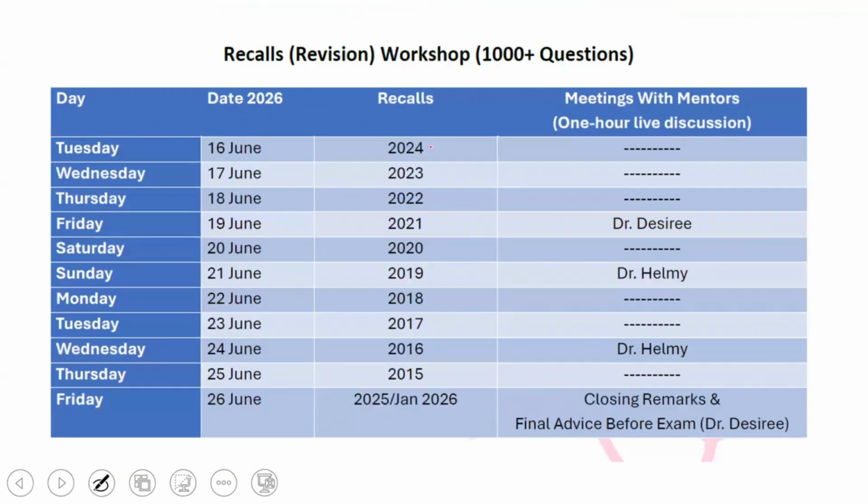Then the progressive course is ending with a recalls workshop, in which we are going to discuss the recalls on a daily basis with the moderator in the group. Through this workshop, we will also get 4 meetings, 2 with Dr. Desiree and 2 with me. In these meetings we will discuss any confusing points and give advice before the exam.